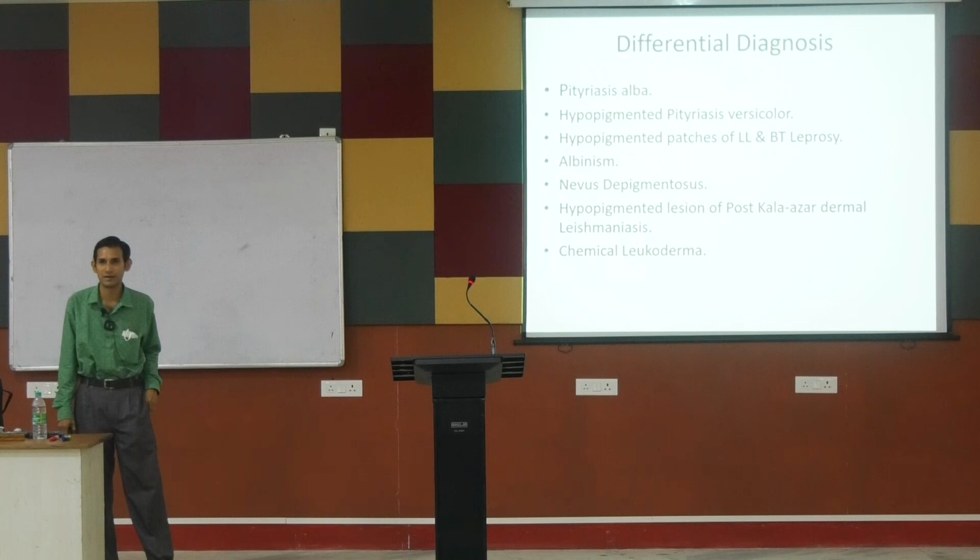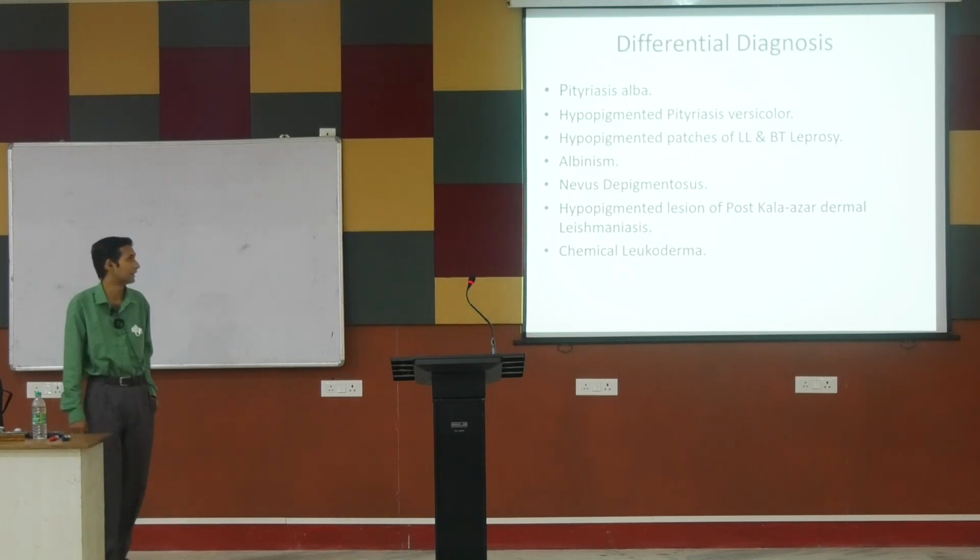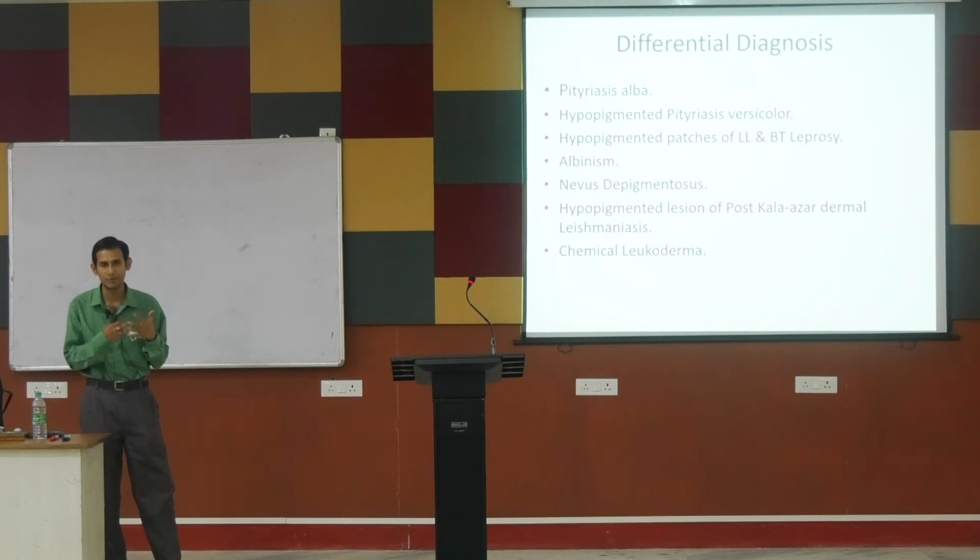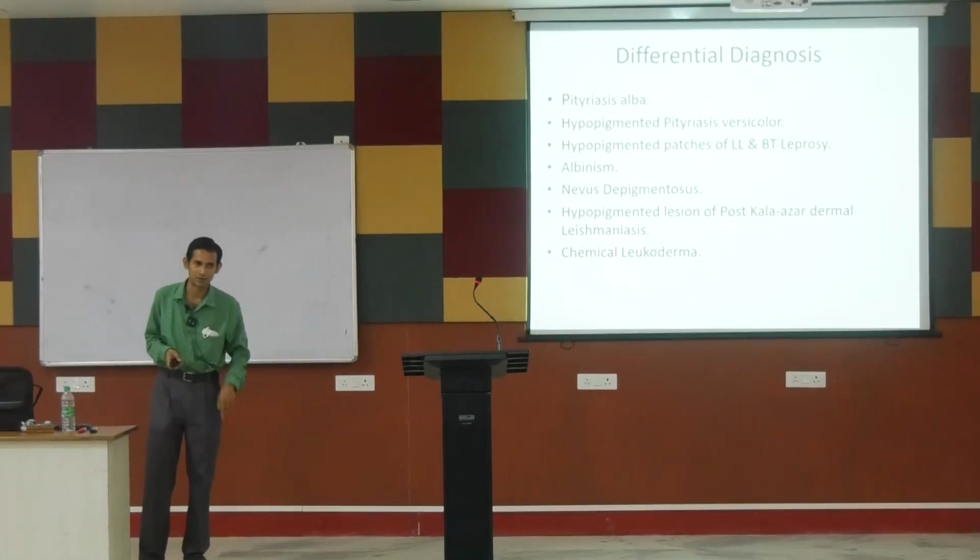And now coming to the differential diagnosis. So what are the differential diagnoses? Conditions that look like vitiligo but are not vitiligo. The hypopigmented or depigmented patch which is akin to vitiligo but not vitiligo. So what are the differential diagnoses?